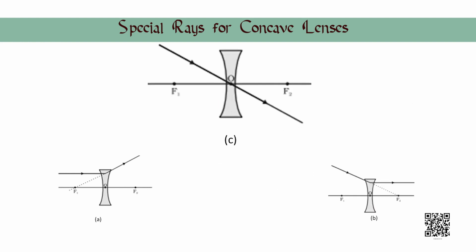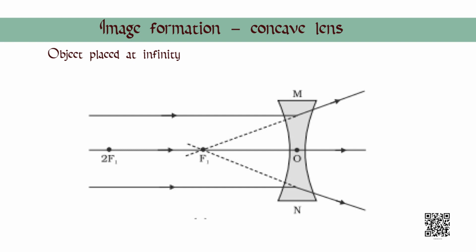And now the final one. A ray of light passing through the optical center of a concave lens will emerge without any deviation. Let us now try and attempt making the ray diagrams in case of a concave lens. First, let us consider an object placed at infinity.